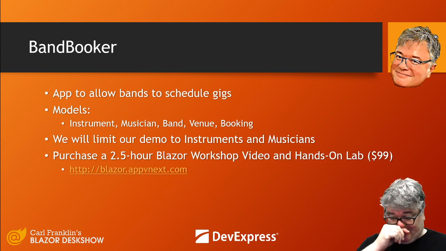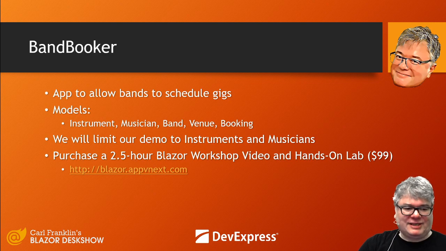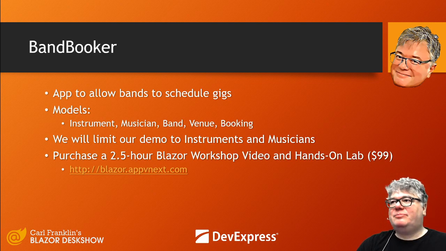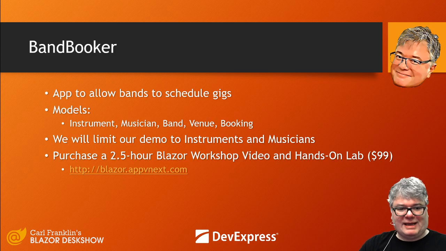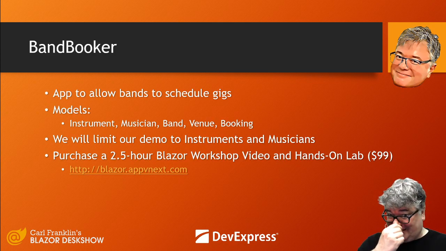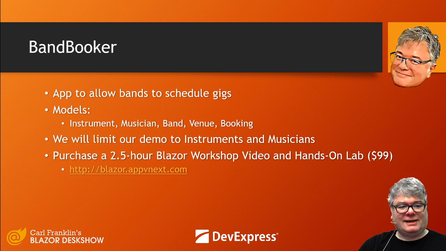So Band Booker is an application that I wrote before Blazor Server was completely baked, but it was in enough of a preview where the component model was baked. And I said, you know, I really want to exercise my brain and learn this stuff in a real world application. So I have a band, and it's a 10-piece band. It's like a Steely Dan tribute band, but we have our own originals and everything, Franklin Brothers Band.